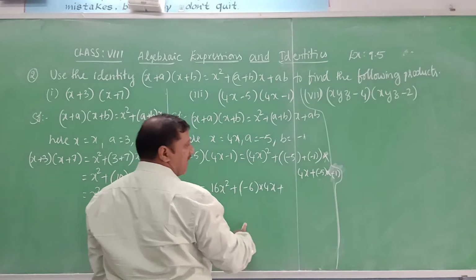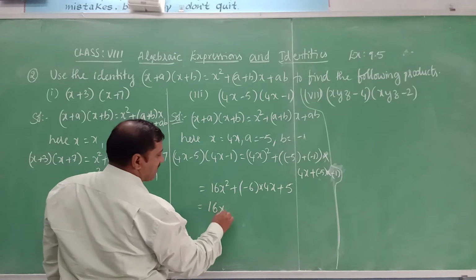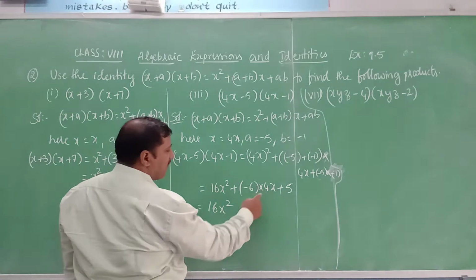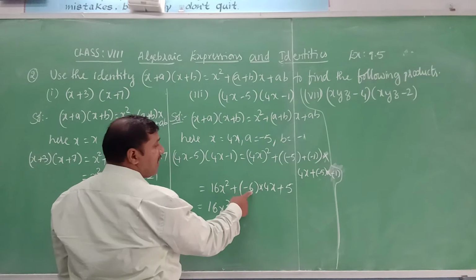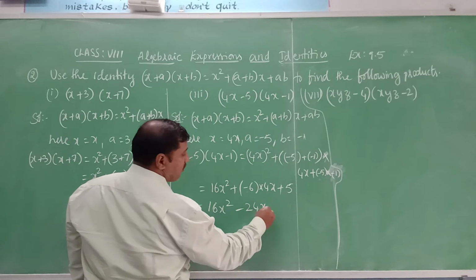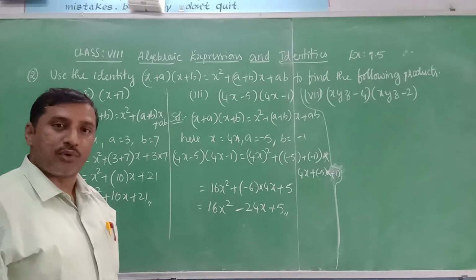Minus into minus plus 5 into 1 is 5. Now simplify this. 16x square plus, minus into minus is plus, 6 into 4, 6 4s are 24, into x is 24x plus 5. Like this we can find the products.